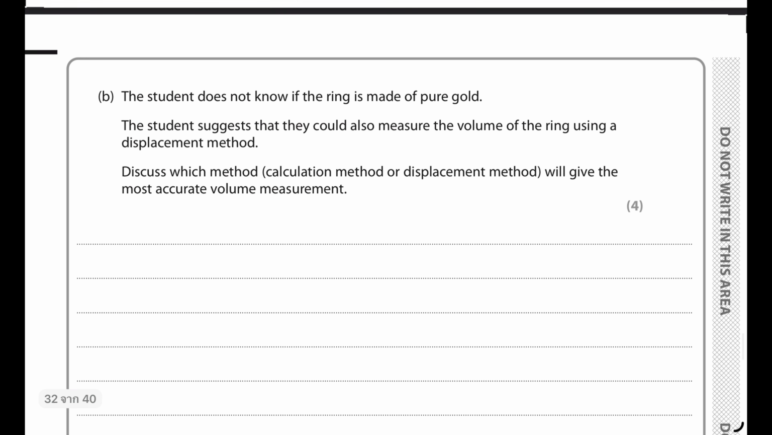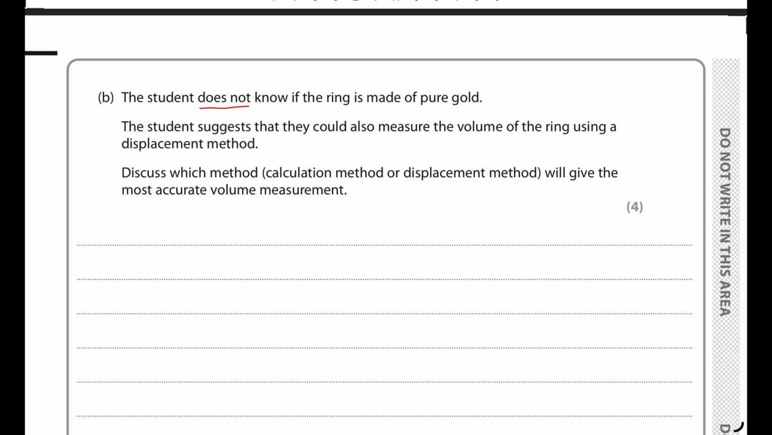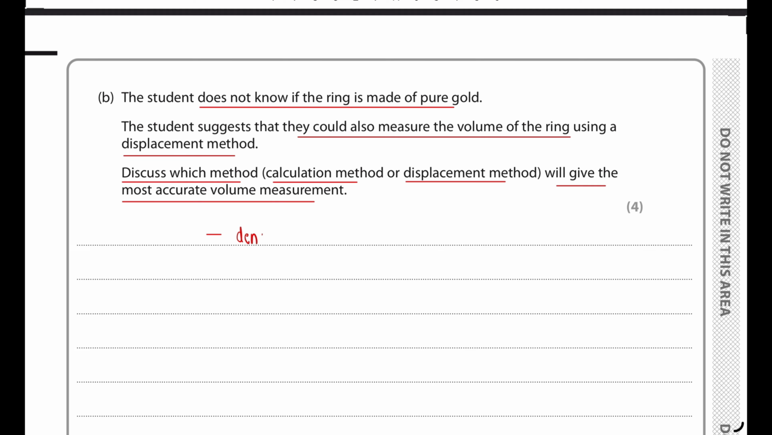Then question B. The student does not know if the ring is made of pure gold. The student suggests that they could also measure the volume of the ring using a displacement method. Discuss which method, calculation method or displacement method, will give the most accurate volume measurement. Okay, so the first one is that density will depend on purity of gold.